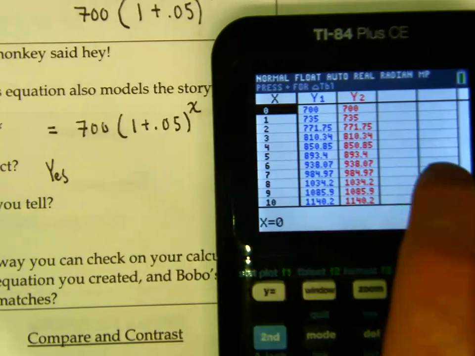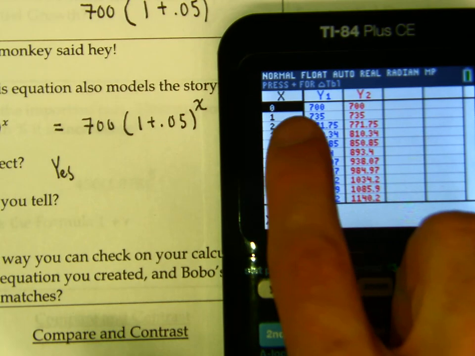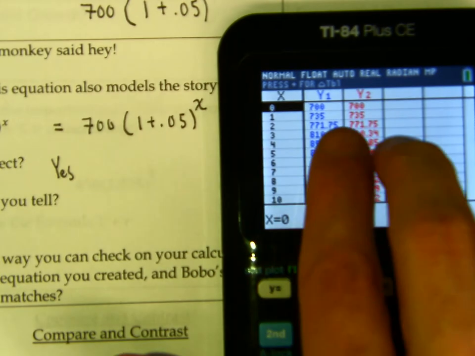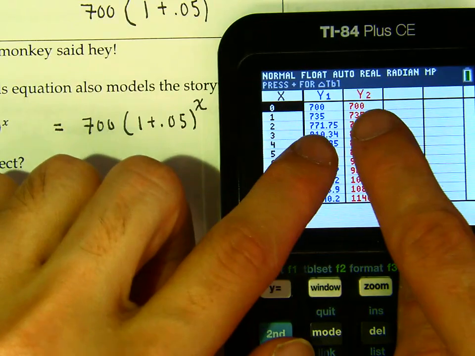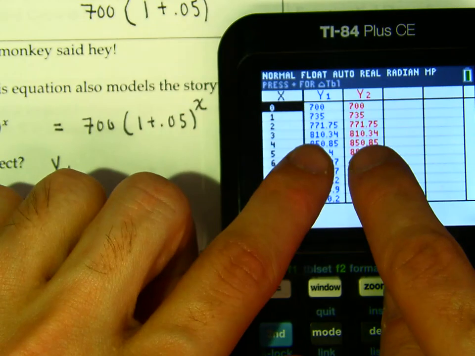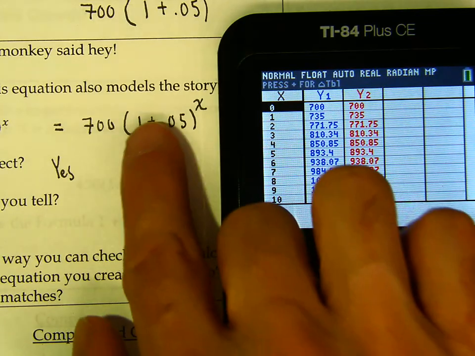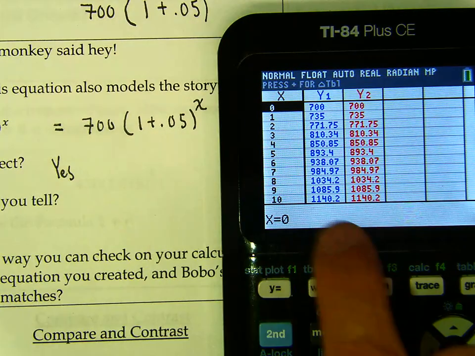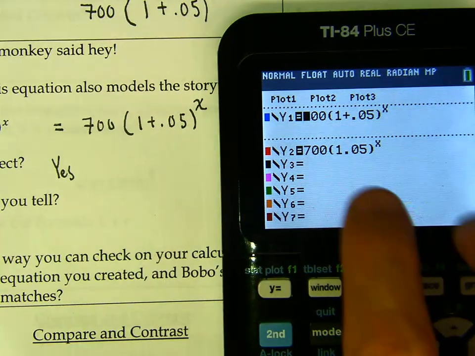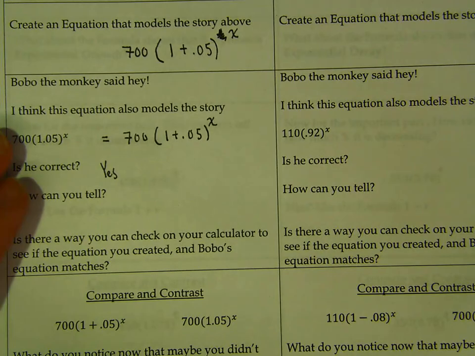what do you notice? Notice that these are my x values, but these are my corresponding y values, and they are the same. You have the same y values. So that means this equation and this equation must match. They must match, okay?